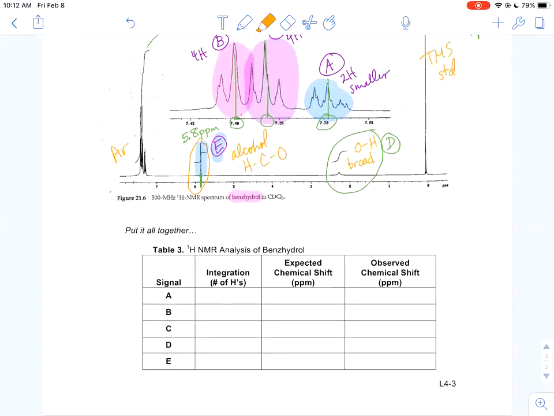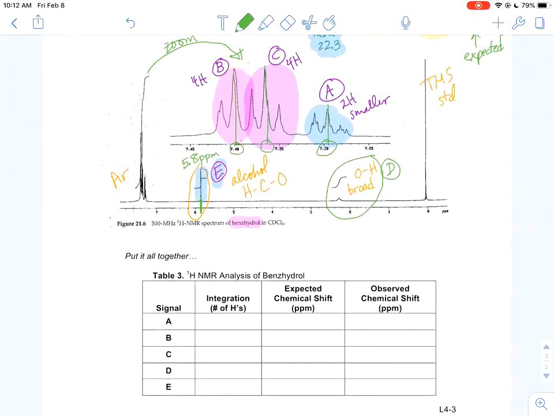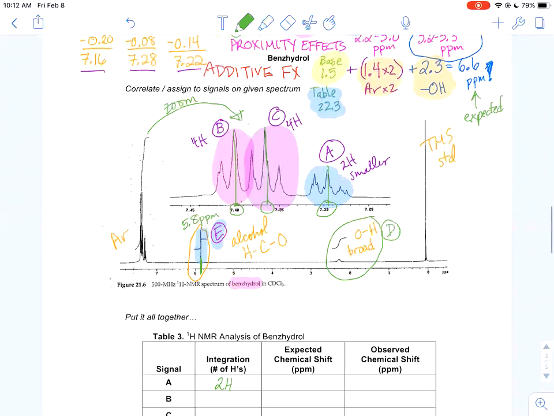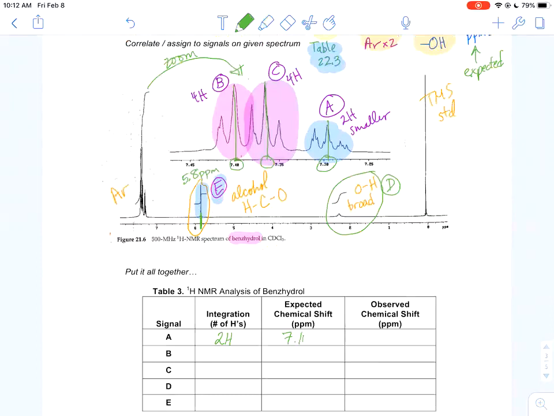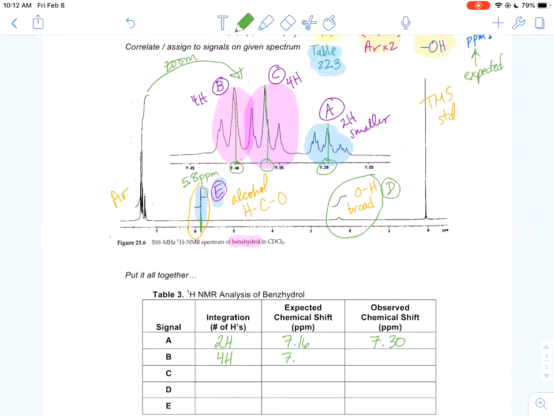With that, we would go ahead and fill in the rest of this. It's really just a summary of what we have above. Signal A is a 2-hydrogen signal. We expected it to show up at 7.16. It actually showed up at about 7.3. Signal B, the 4-hydrogen signal, we expected at 7.28. It actually showed up at 7.4.